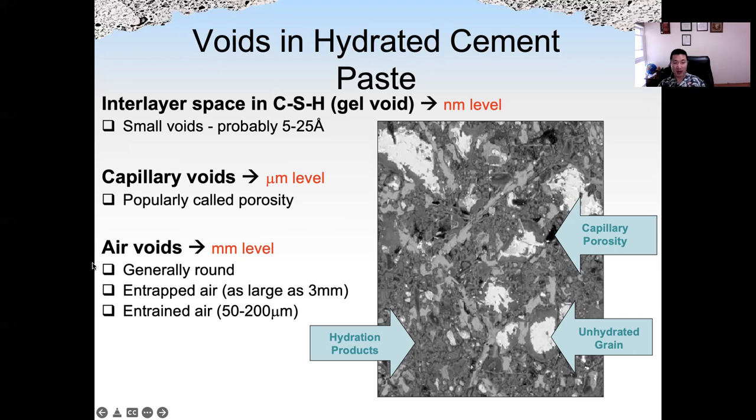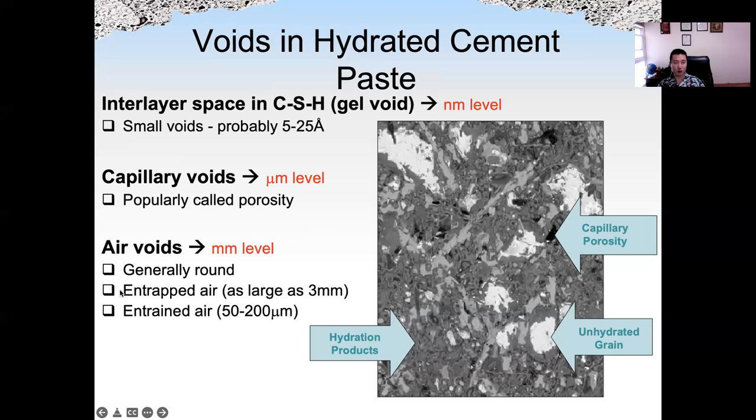The third type is called air voids, which are even bigger, at the millimeter level. We have two categories within the air voids. The first is called entrained air. Entrained air is put into the concrete on purpose by using an air entraining agent. In the case of freeze and salt, when we put in entrained air, these tiny air bubbles will increase concrete resistance to freezing and thawing. In winter conditions, we may want to put air entraining agent in concrete. So that's the first type within the air voids.